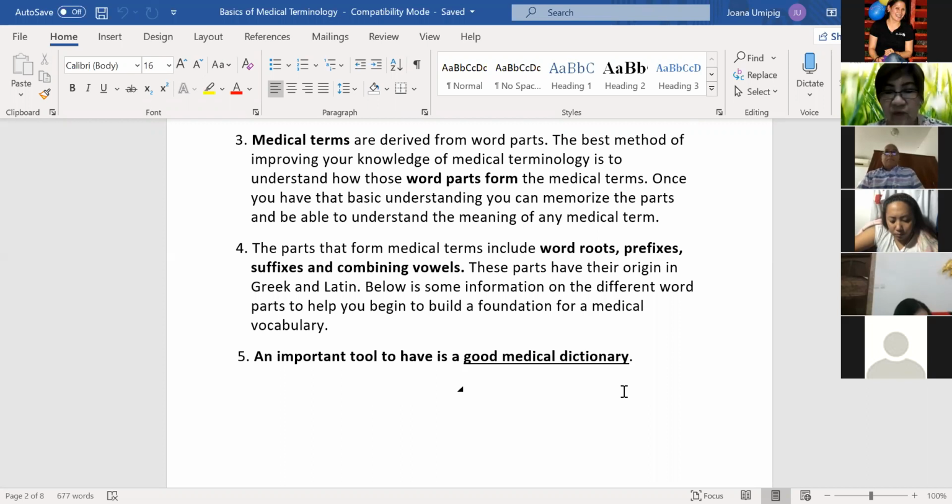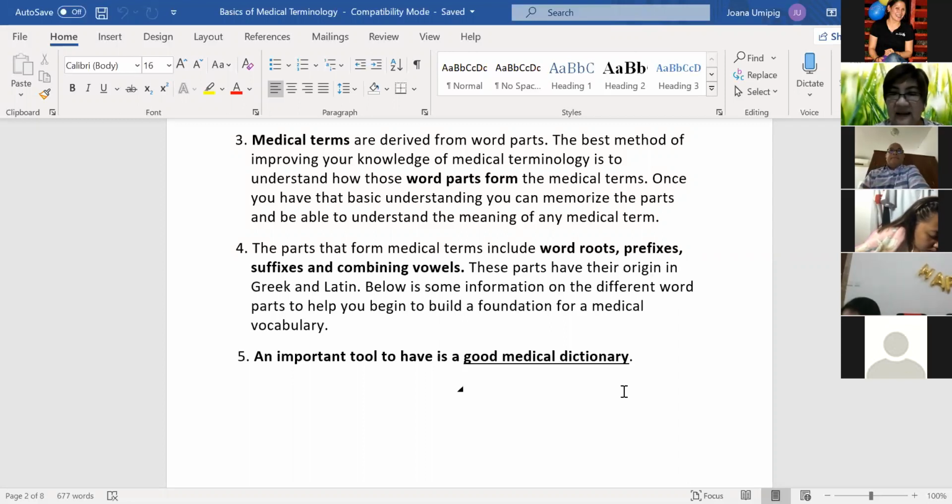Below are some information on the different word parts to help you begin to build a foundation for a medical vocabulary. Itong basic medical terminology na pag-aaralan natin is yung pinaka-importante lang. Napakarami nito, thousands and thousands na mga medical terms. Kaya pagka ito minemorize natin, maloloko tayo, di ba? Maloloka tayo. So we are going to be confused kasi complicated siya.